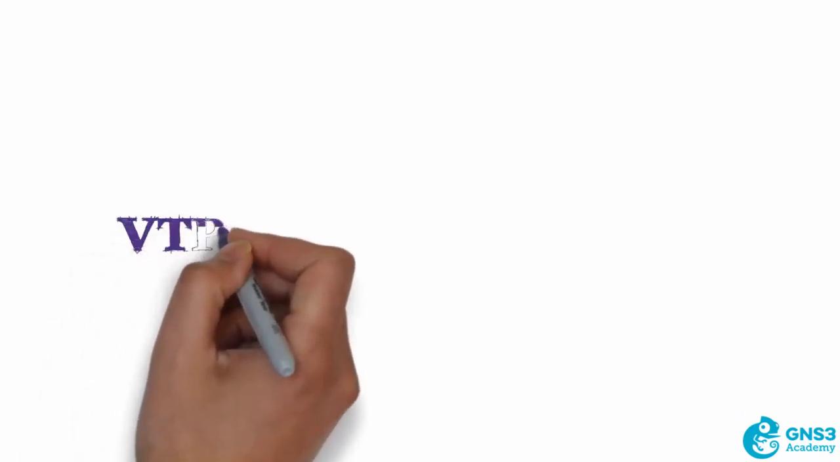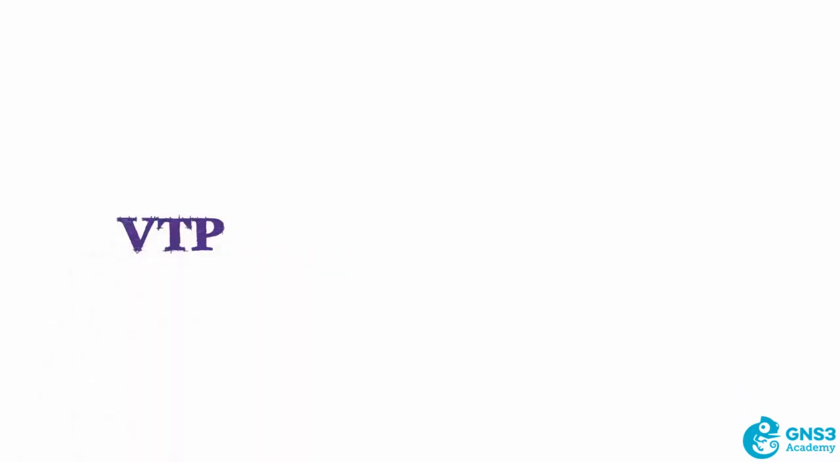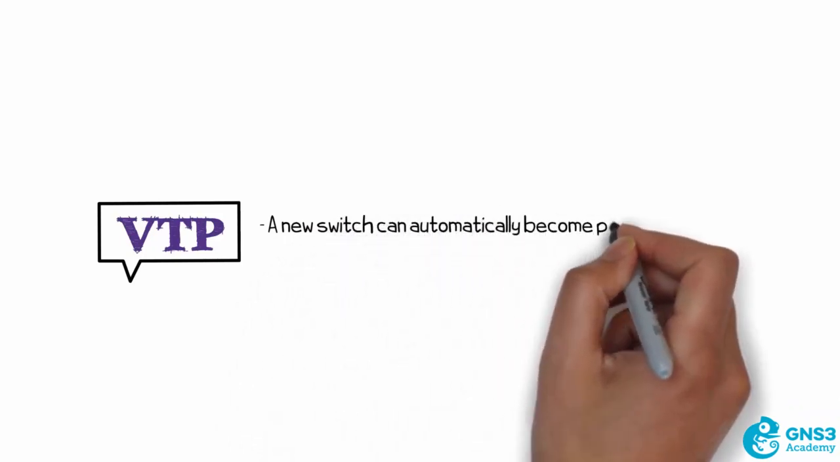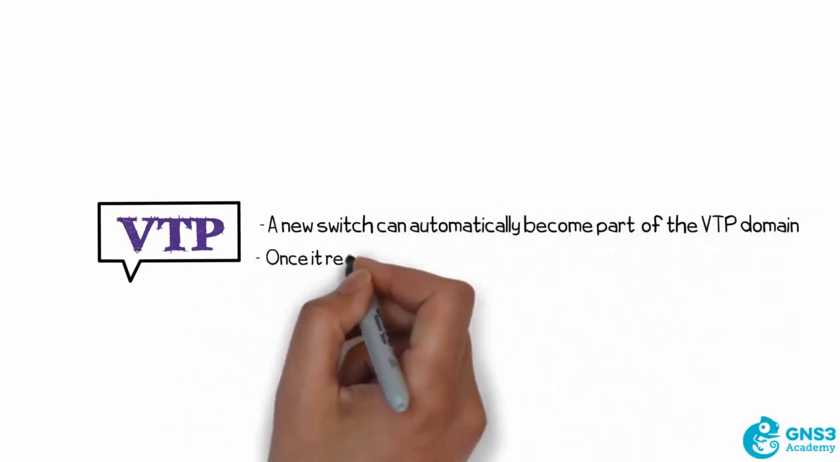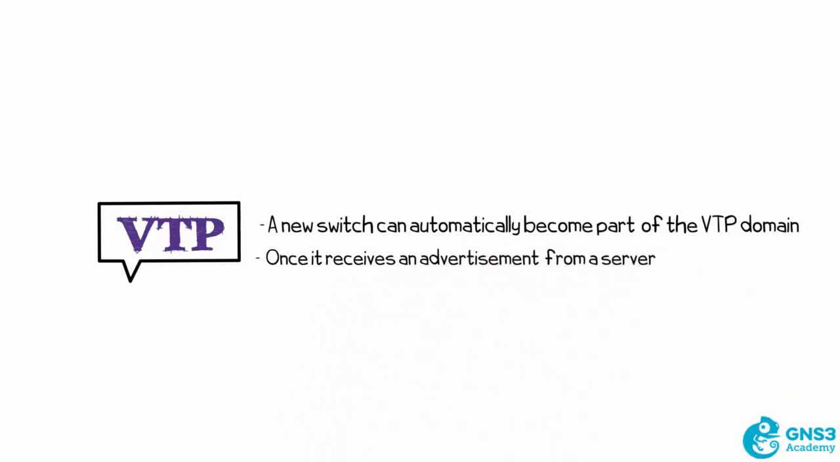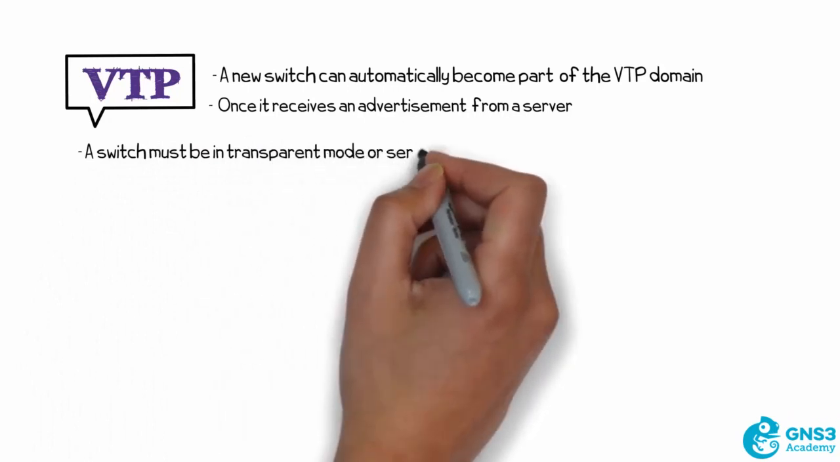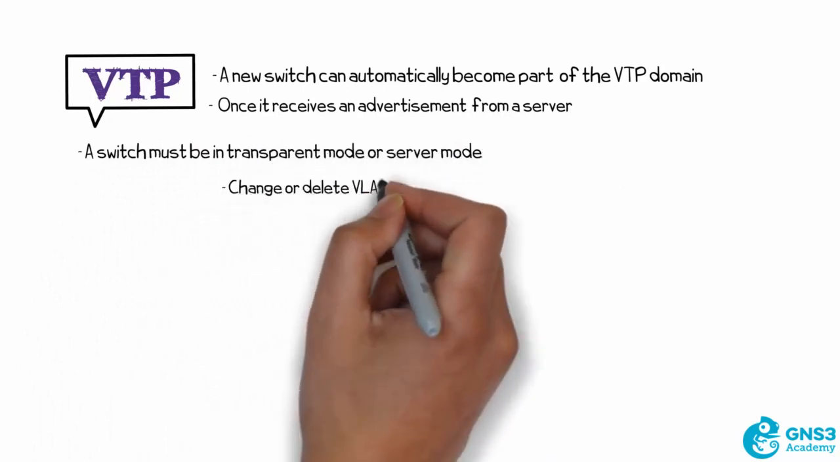Now some warnings and things to be aware of with regards to VTP. A new switch can automatically become part of a VTP domain once it receives an advertisement from a server. So a switch that has been erased can join the VTP domain automatically. A switch must be in transparent mode or server mode if you want to add, change or delete VLANs.